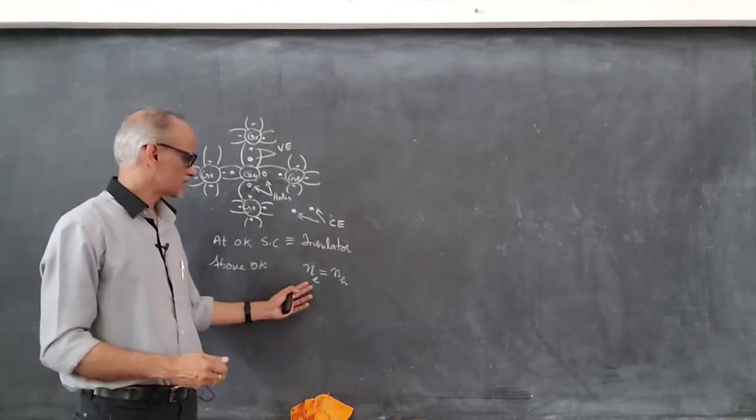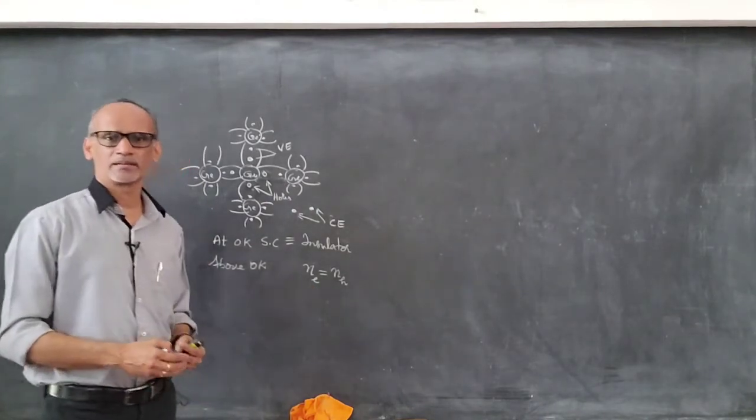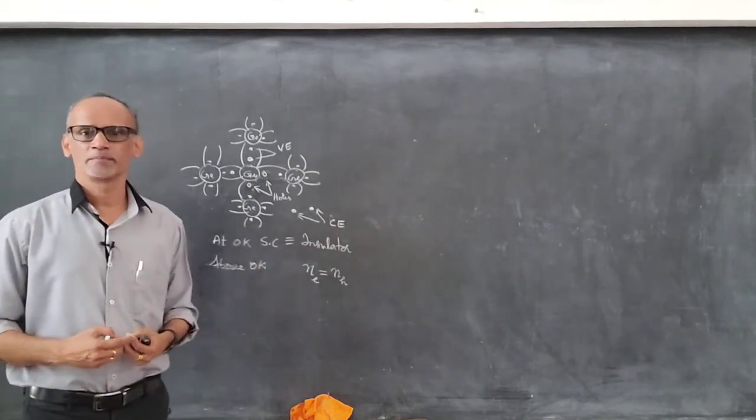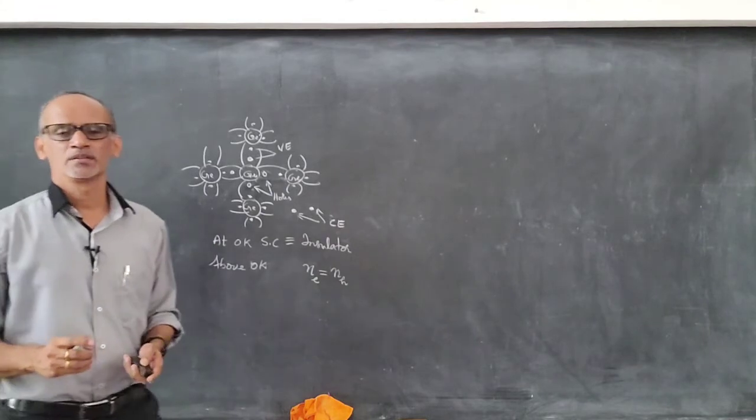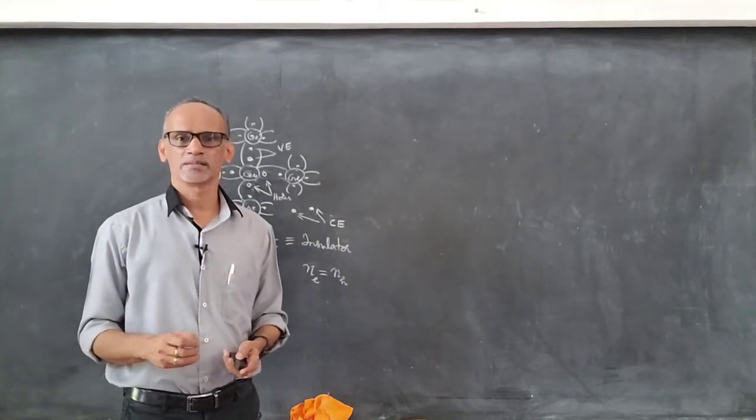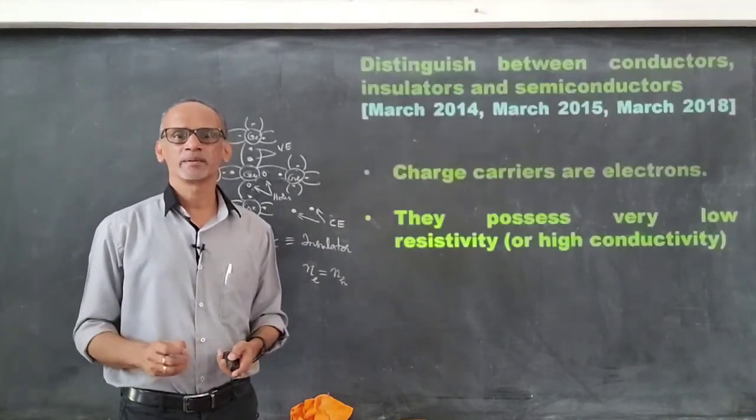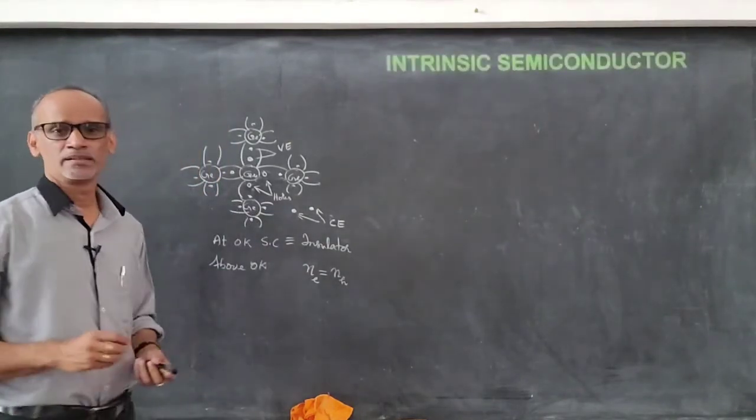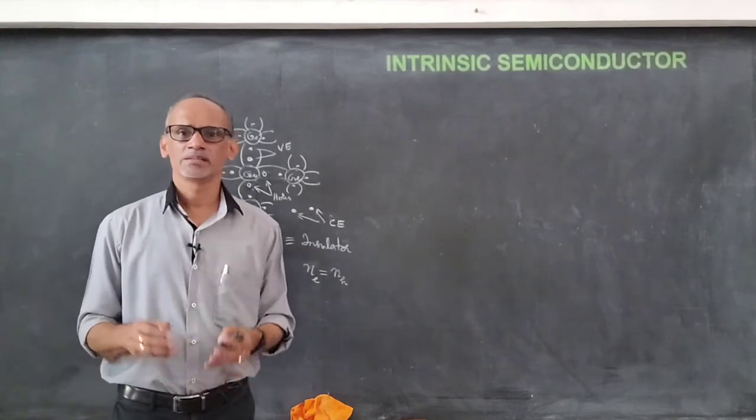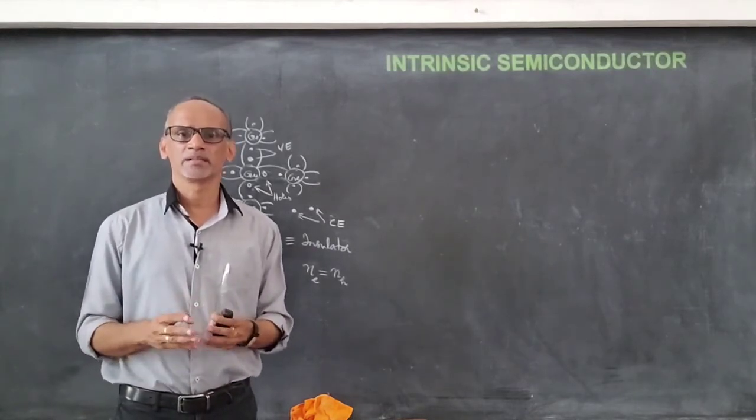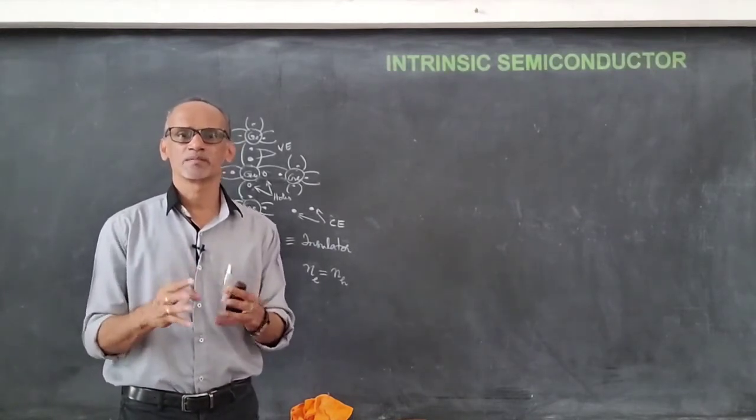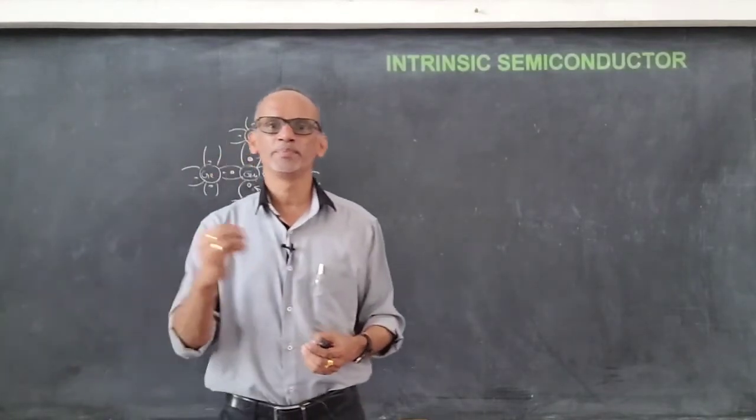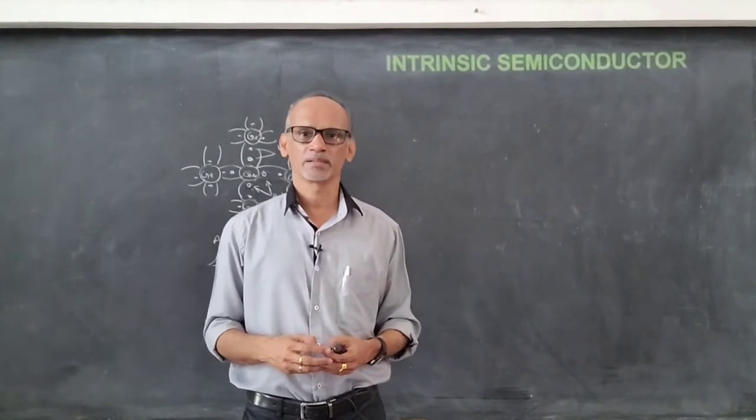And in such a semiconductor where the conductivity is due to both electrons as well as holes, we call such semiconductors intrinsic semiconductors. Intrinsic semiconductor is a semiconductor which is in the purest form. Why do we call it the purest form? Because we do not add any impurities to such semiconductors.